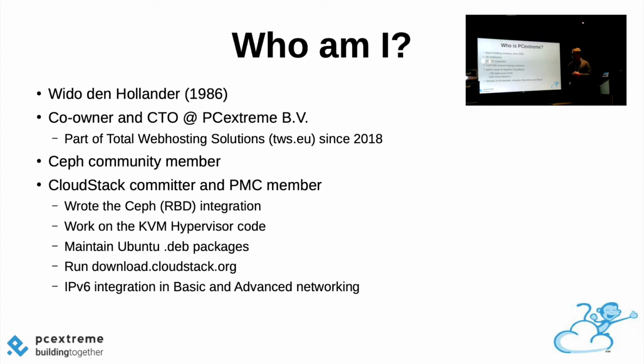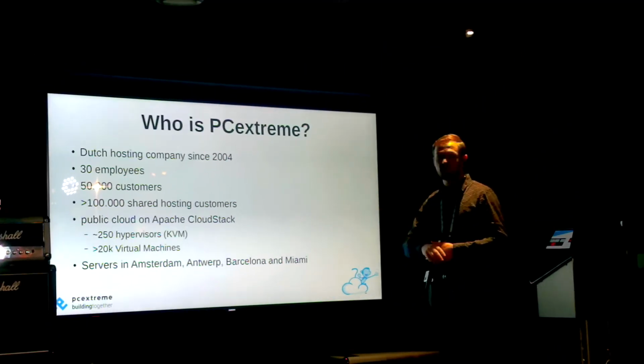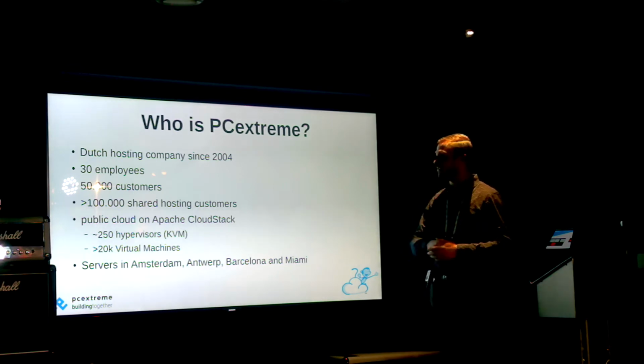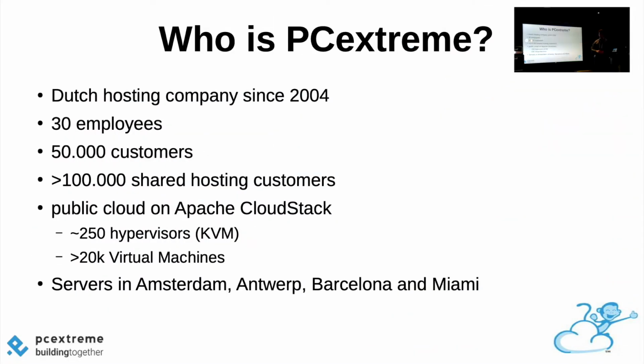So my company is a Dutch hosting company since 2004. We started as a traditional shared hosting company. 30 employees, roughly 50,000 customers. And we have a public cloud running on Apache CloudStack. Since last year, my company got acquired. We're now part of a big group called Total Web Hosting Solutions. We're building out in Europe, so we have deployments in Spain, the Netherlands, and Germany, and it's all going to be running on Apache CloudStack.